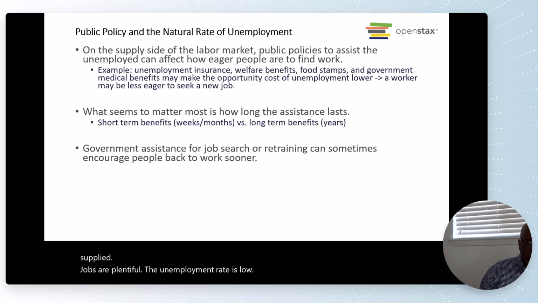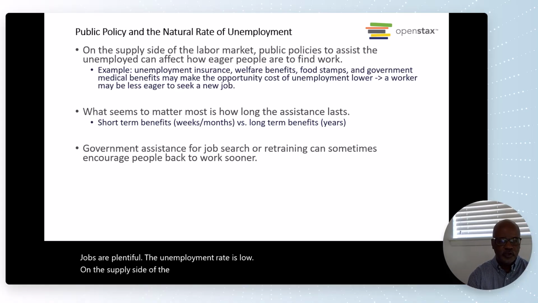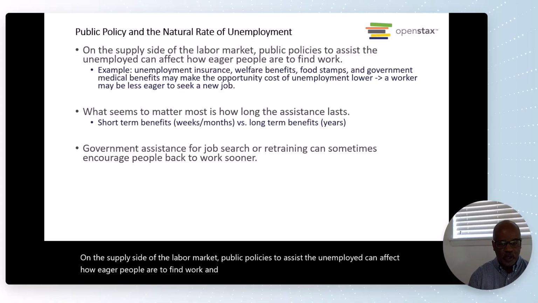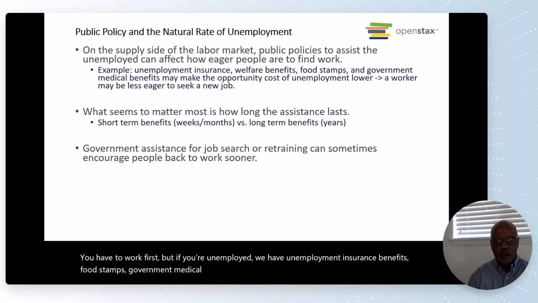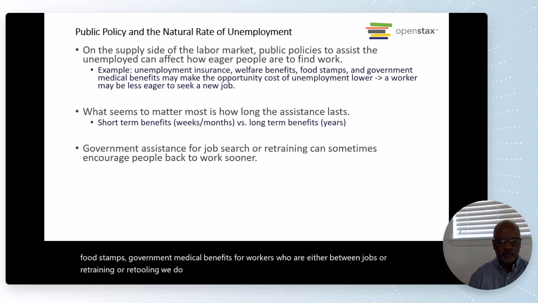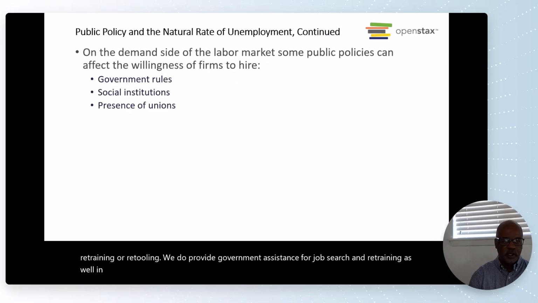On the supply side of the labor market, public policies to assist the unemployed can affect how eager people are to find work. In this country, if you're unemployed, you have to work first. But if you're unemployed, we have unemployment insurance benefits, food stamps, government medical benefits for workers who are either between jobs or retraining or retooling. We do provide government assistance for job search and retraining as well in this country. And that's a good thing.